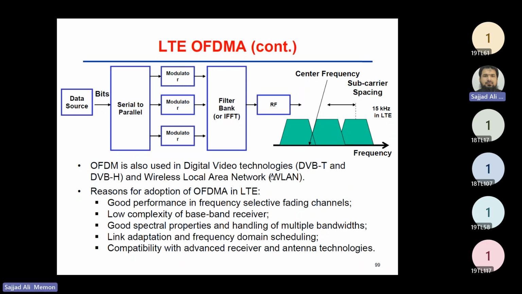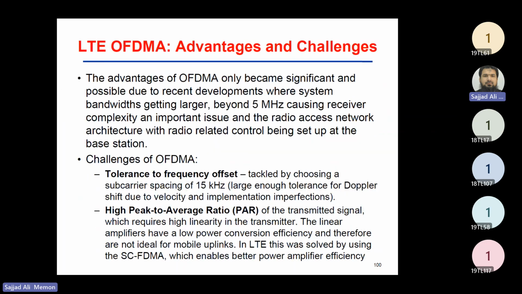The reasons for adoption of OFDM in LTE are good performance in frequency selective fading channels, low complexity of the baseband receiver, good spectral properties and handling of multiple bandwidths, link adaptation and frequency domain scheduling, and compatibility with advanced receiver and antenna technologies.